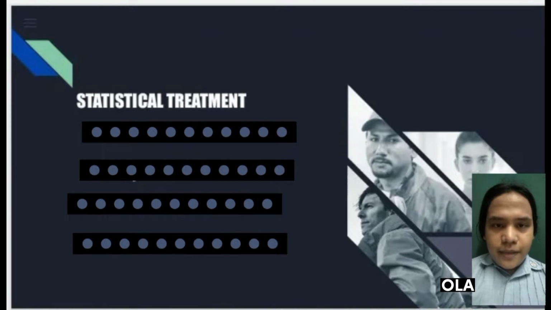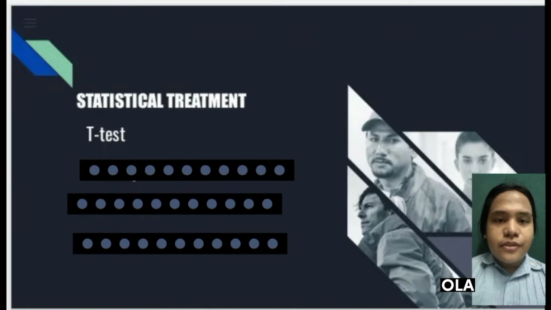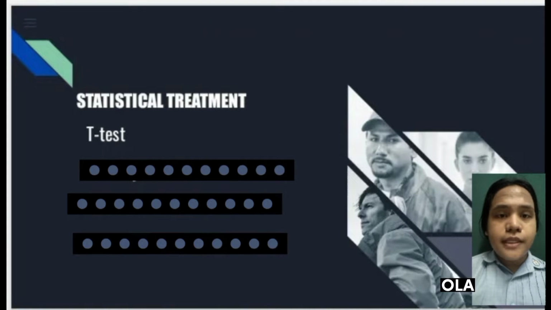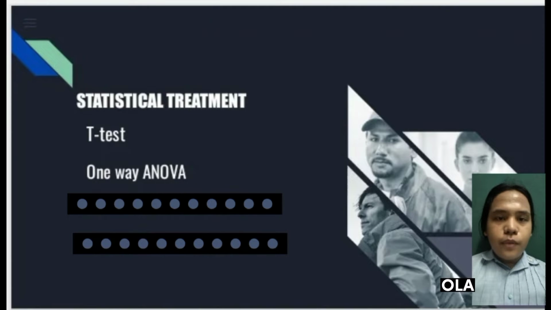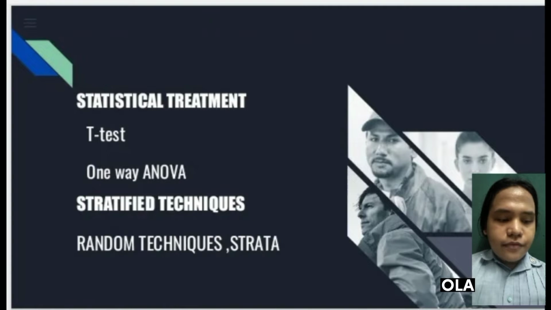The statistical treatments used by the researchers are the t-test and the one-way ANOVA. The t-test is to test the hypothesis, which is to see if there is a significant difference between the level of social media addiction of men and women, and also to examine the population based on assumption. One-way ANOVA is used to analyze the variance and to compare the sample's mean. Stratified technique or strata and random sampling is used to divide the population into smaller groups of men and women.